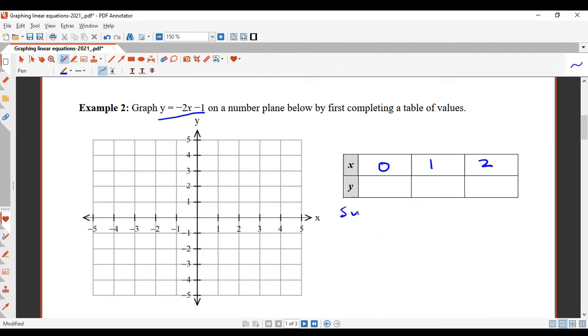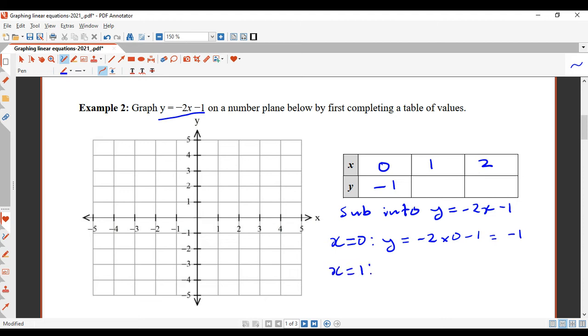So sub into y equals 2x minus 1. So we're going to replace the x there with each one of these values one at a time. So we'll start with x equals 0. Okay. And I'm going to replace the x just here with 0. Now that works out to be 2 times 0, 0 take 1 is minus 1. So that's my first y value.